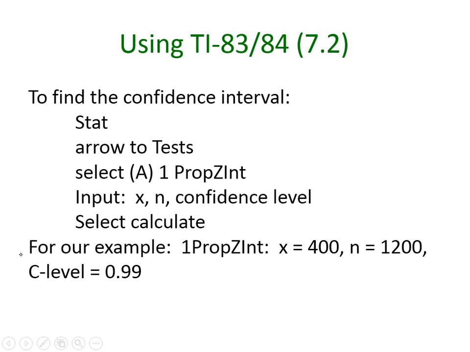Oh, you're doing Z-test, not Z-interval. So go to stat, arrow over to tests, and you want to go down further. It's number 7. No, it's not. Keep the arrow in. Where's 1 proportion Z? It's number A.